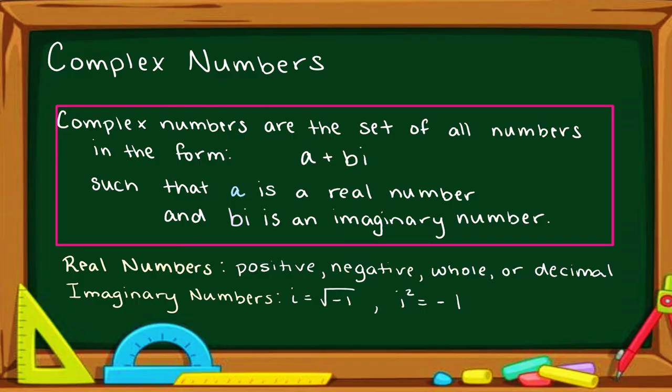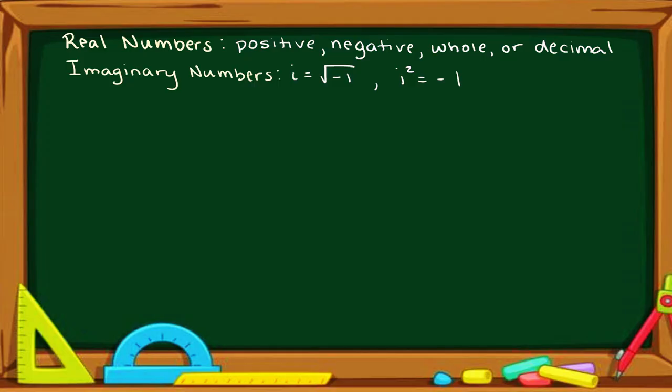So we know what real numbers look like. This can be any number like 2, -5, 12.7, -30.234. These are all real numbers. Let's look at some examples of imaginary numbers.